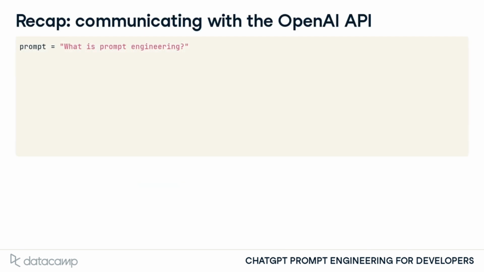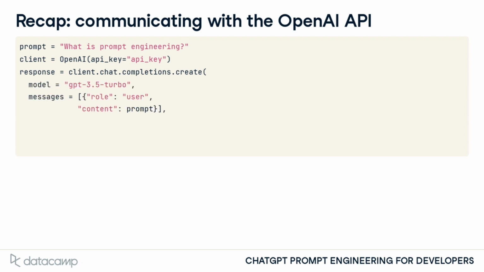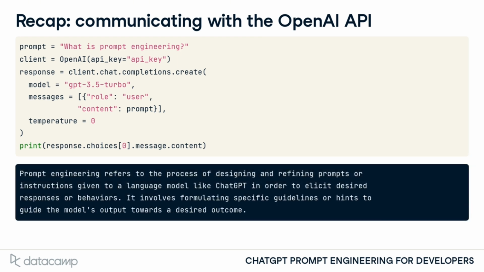To ask what is prompt engineering via the API, we set up the client by calling the OpenAI class and setting the API key. Then, we call the chat.completions.create function, specifying the model and messages as a list of dictionaries with the role and content. We set the temperature to 0 for deterministic answers and do not specify max tokens to allow full responses. Finally, we print the response. We will use this code block a lot for API communication throughout the course.